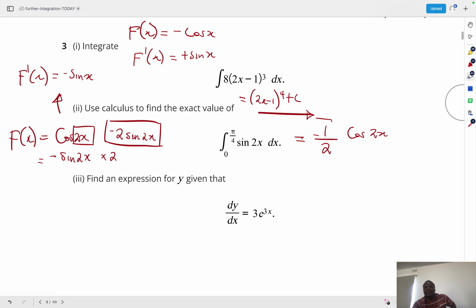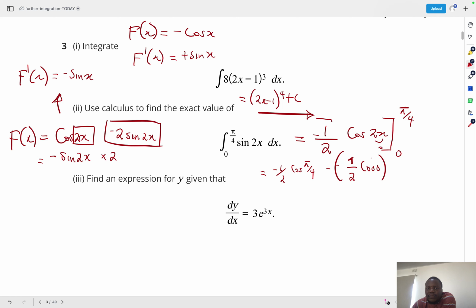So these are basic differentiation understandings. Now here, what we have is the limits of 0 and quarter pi. So what we just want to do now is to find this area. So what we're going to do here is negative half cos quarter pi... minus... half... minus negative half, I'll put that in brackets, cos 0, because 2 times 0 would give us 0.